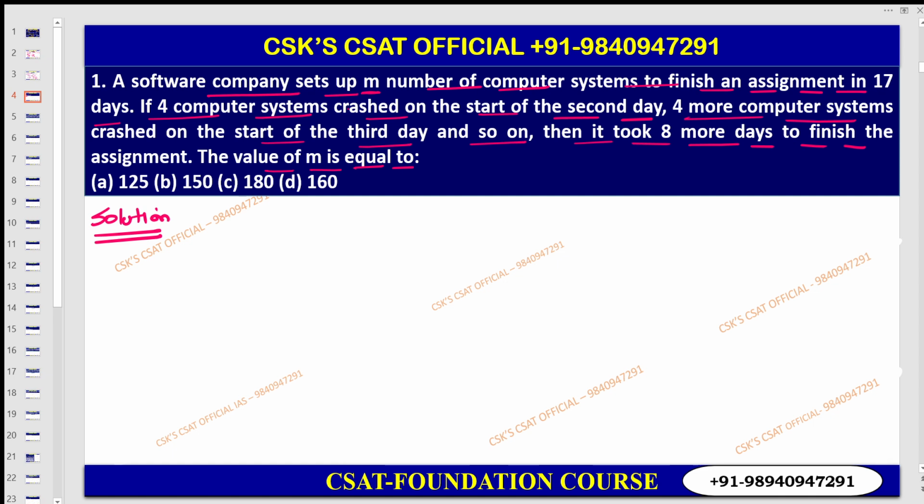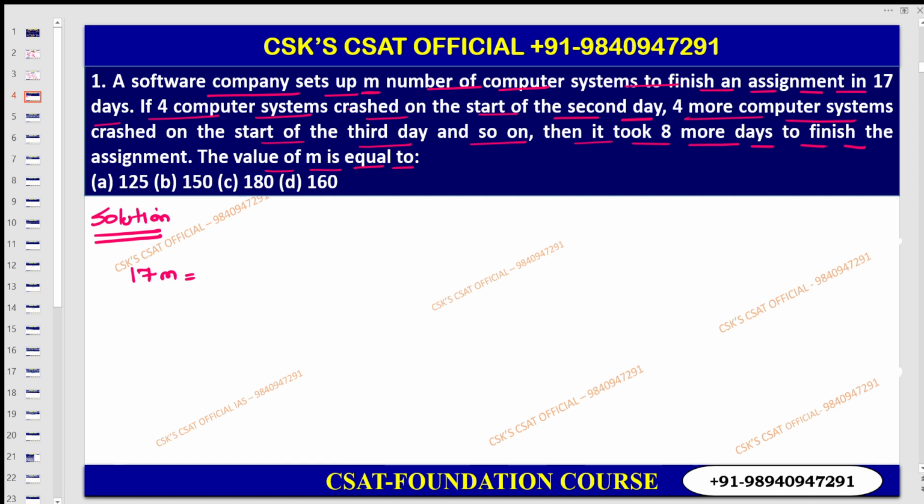Listen carefully. You know the time and work concept also. Work done is equal to this many men working for this many hours, this many days. That concept you can apply. 17 men working for 17 days. Now try to understand what happens when 4 computers crashed at the start of the second day, 4 more computers crashed on the third day, and so on. It took 8 more days to finish. So already it takes 17 days plus 8, that is 25 days.